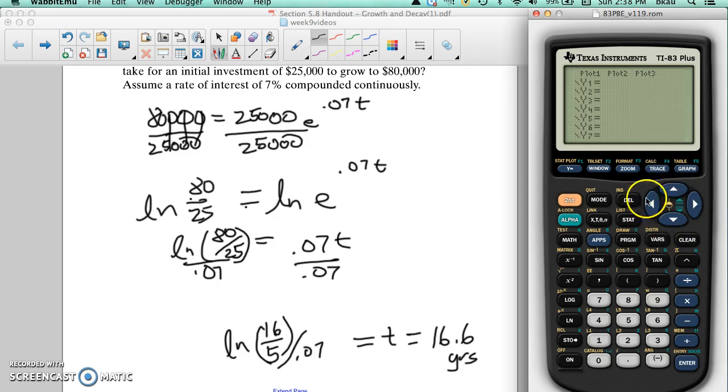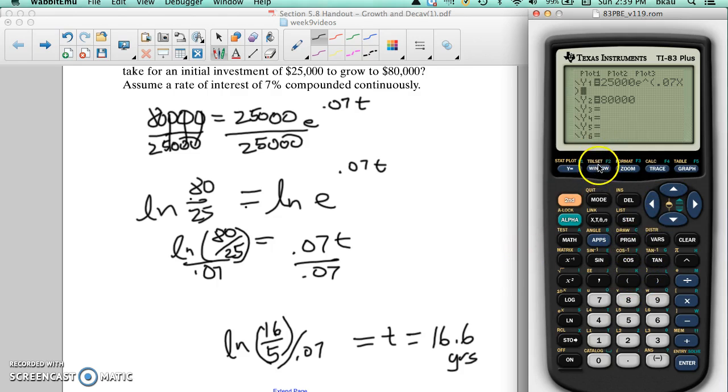So we go back here, we clear this off. We're going to want it to grow to 80,000, so we're going to put 80,000 in here. Then we put in the formula 25,000 e to the 0.07 x in this case. We don't have t on our calculator.